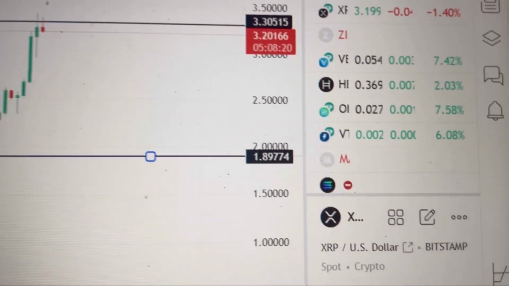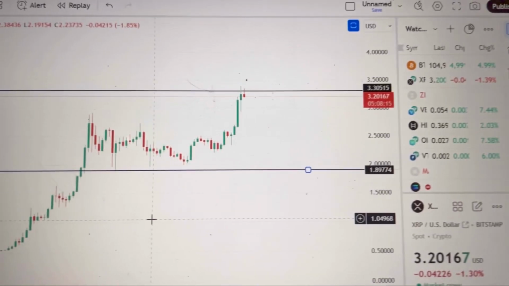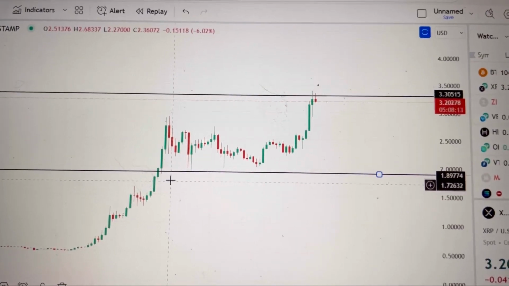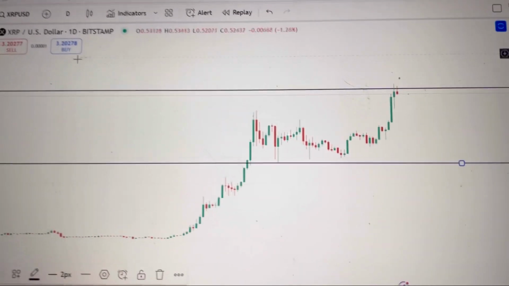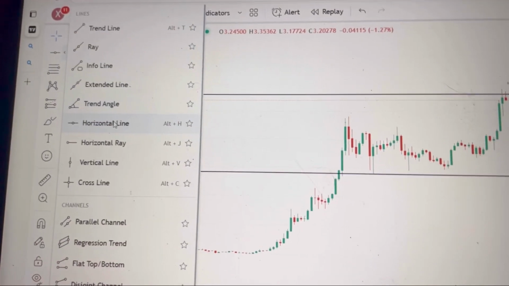And that support is at 189 in between here. But you can get really technical now. So check this out. That's a faraway support. Here's a resistance. And this is getting crazy because you can really dive deep into this. Let me go to the horizontal line.